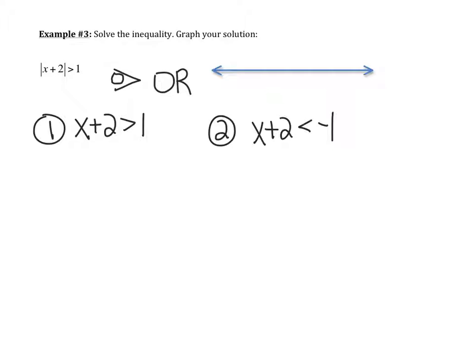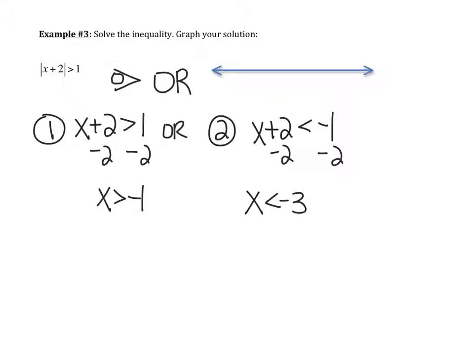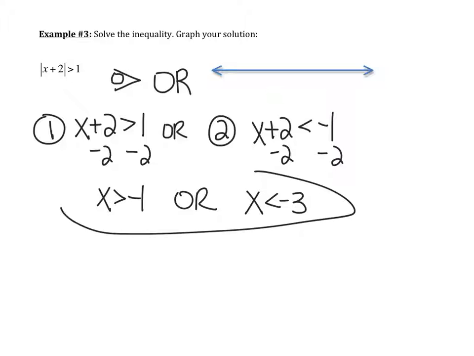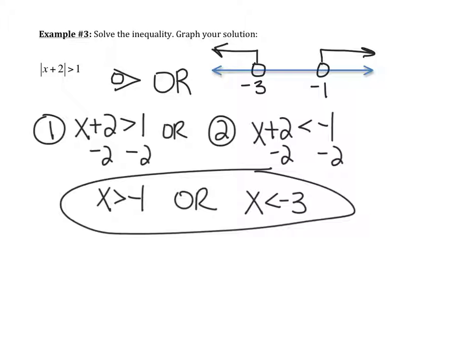x plus 2 is greater than 1, or x plus 2 is less than negative 1. So I'll solve them. Subtract 2: x is greater than negative 1. I'll subtract 2: x is less than negative 3. So here's my two answers: x is greater than negative 1, or x is less than negative 3. Negative 3 is actually smaller than negative 1, so I'll graph that first. It'd be an open circle at negative 3 going to the left, and negative 1 is an open circle going to the right.